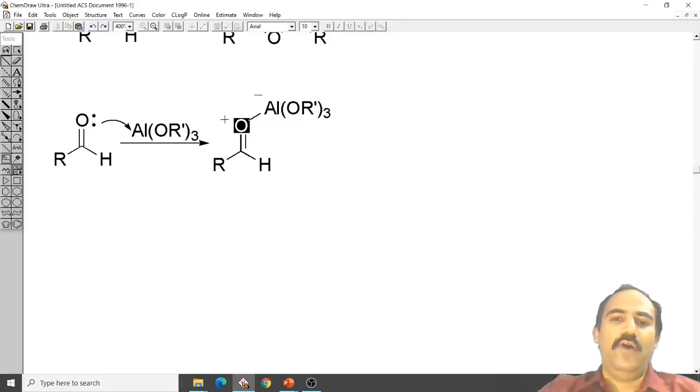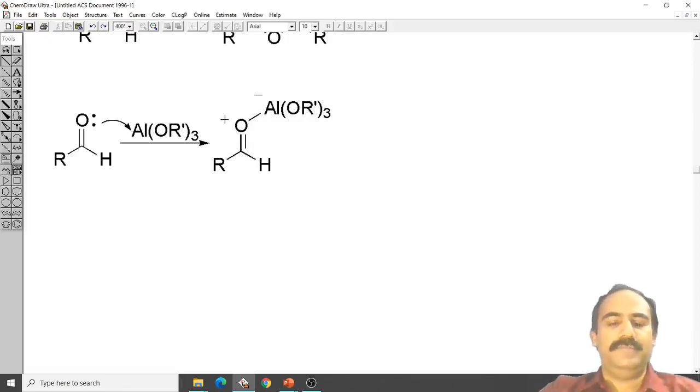So now how about this oxygen? Both these electrons belonged to this oxygen. Now one of the electrons belongs to oxygen and one belongs to aluminum. So oxygen lost one of its electrons, so oxygen will have a positive charge. So we wrote those charges there.